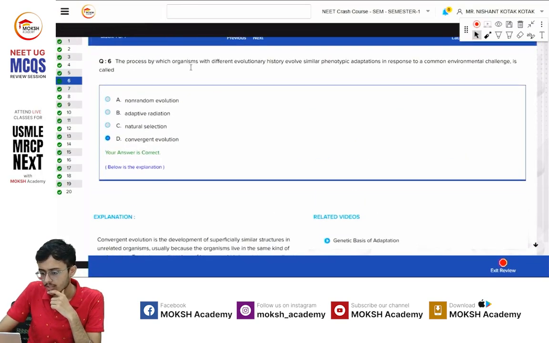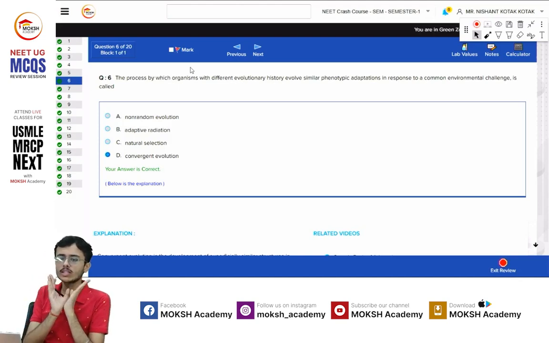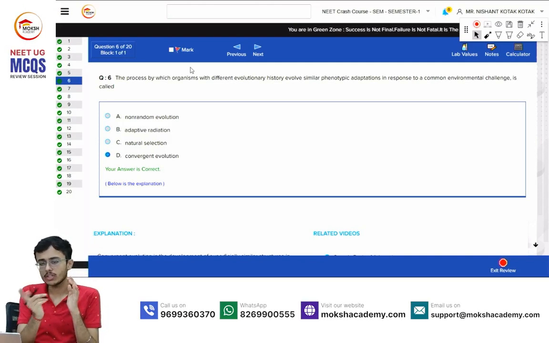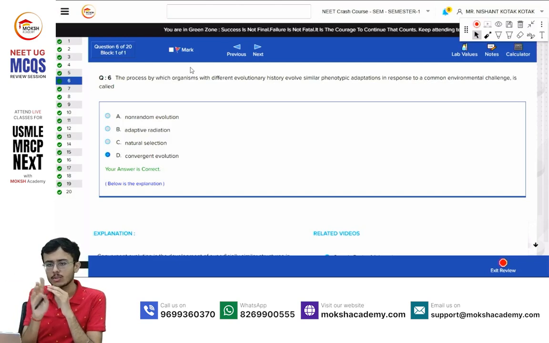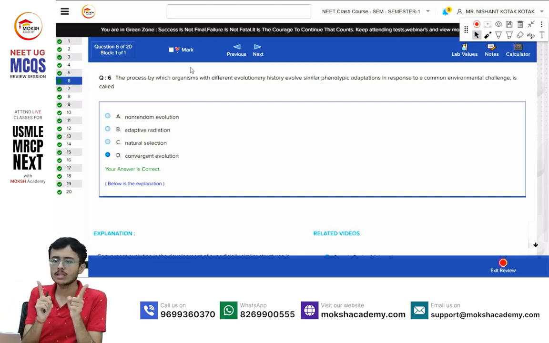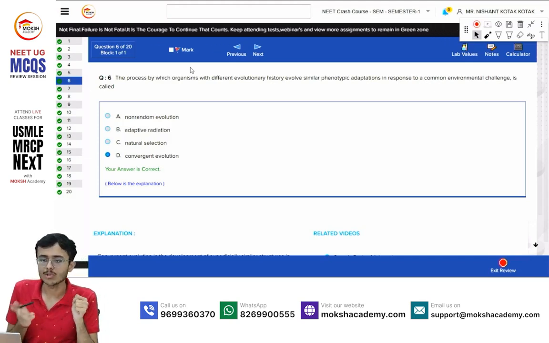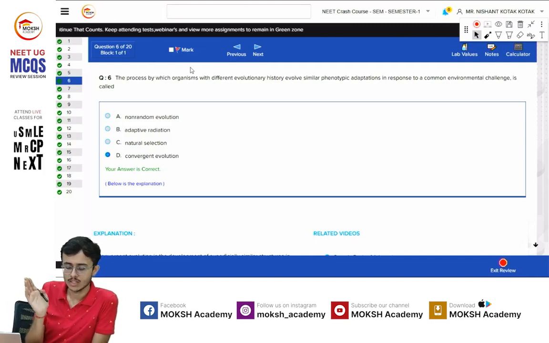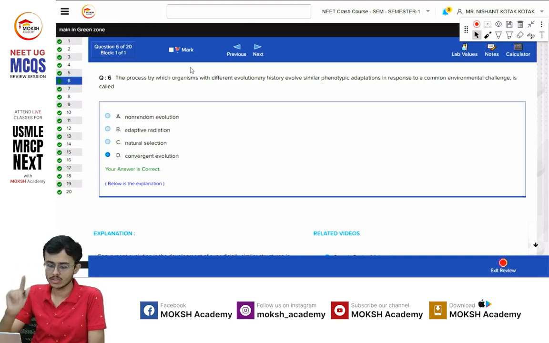The process by which organisms with different evolutionary history. Different evolutionary history means, as in your first point, the ancestral history, the ancestral stock is different. Evolve similar phenotypic adaptations in response to a common environment. Further, common environmental change means common habitat, and similar phenotypic adaptation means similar function. Your three parameters are crossed. So which one will it be? It will be convergent, because all three are correct. So the evolutionary history is different. Divergent would mean the ancestral stock is the same. Here the phenotypic adaptation has similar functions and the habitat is also common. Straight away, it is analogous organs or convergent evolution.